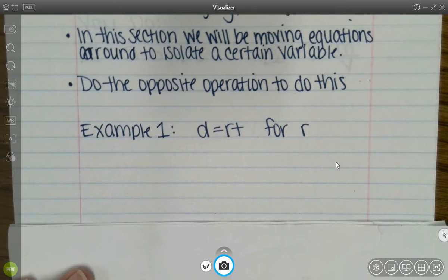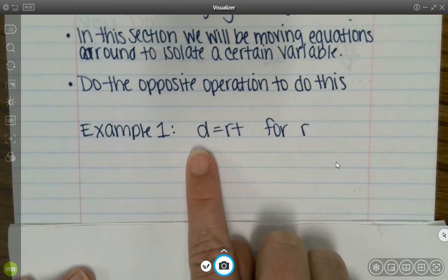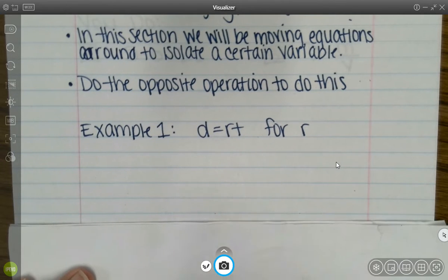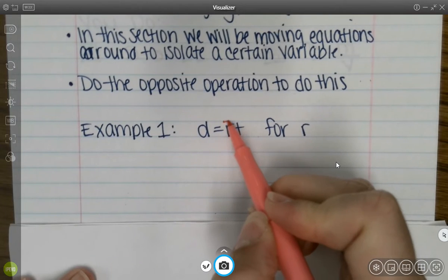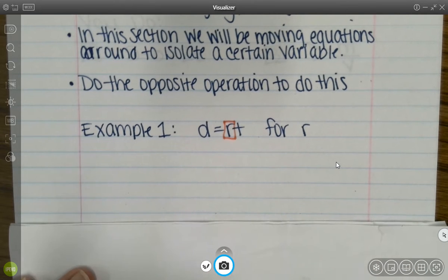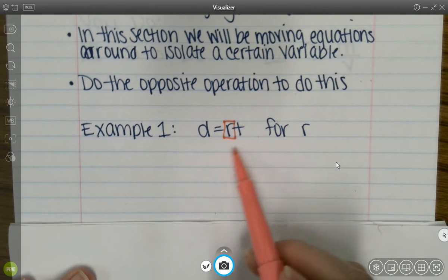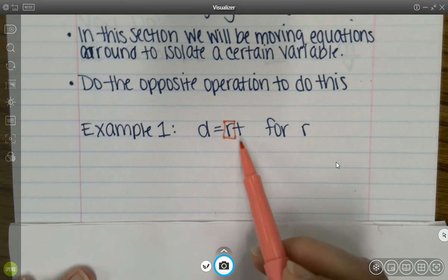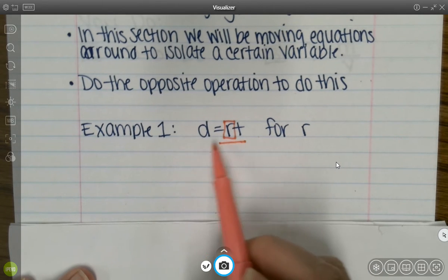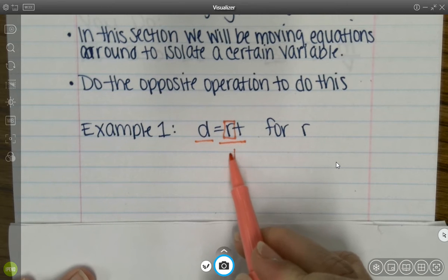In this equation, we have the distance formula where it says distance equals rate times time. And we're going to be solving for r. So currently, r is being multiplied by t, and we want to get r by itself. So right now, t is in the way. In order to get r by itself, we're going to do the opposite operation. The opposite operation of multiplying would be dividing. So we're going to divide both sides by t.